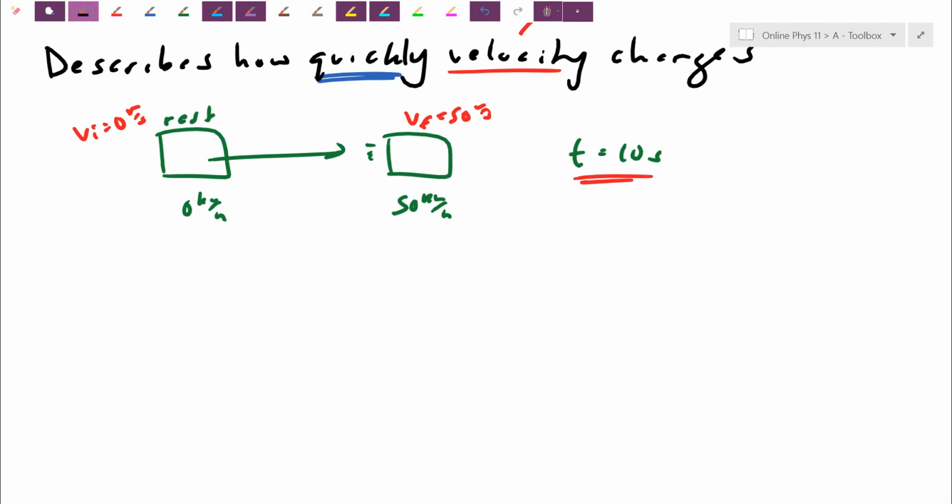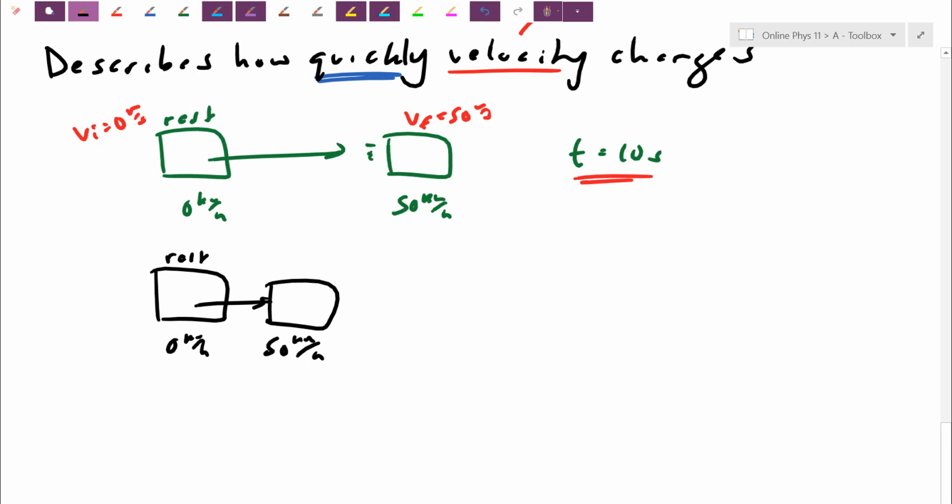Let's compare it to car B. Car B is also rated here. It's at rest, 0 kilometers per hour. It gets up to 50, right? But it actually takes a much shorter time interval. This one took 10 whole seconds before it got up to the speed. This one here actually took a shorter time. Let's make it a time of 2 seconds. Let's see if we can calculate between, let's say, car A and car B. We intuitively know car B accelerated faster, but let's see how it works out in the math here.